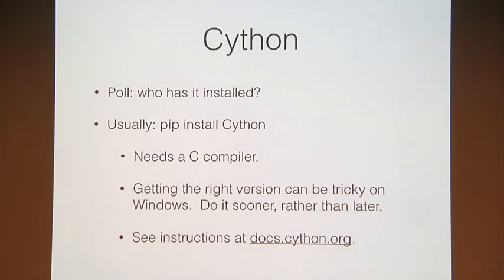Cython, who has it installed? Oh, hands high. Be proud. All right. On Macs, especially if you have Homebrew and have the compiler already installed, you should just be able to do pip install Cython. It should work. It should use whatever compiler is there. It needs a C compiler.